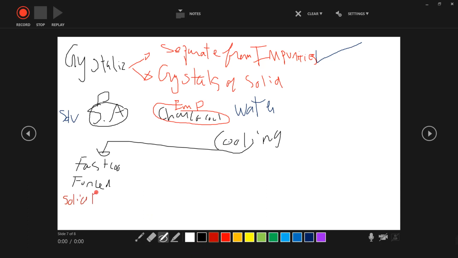Solid particles, or we can call them impure broken crystals. It will be broken small crystals, not the needle-shaped crystals. Okay, so this is very important. If I do fast cooling or forced cooling by shaking the conical flask, or by putting it under water, or by putting it in ice, this will be forced cooling. It will never produce crystals. It will only produce solid particles or impure broken crystals.